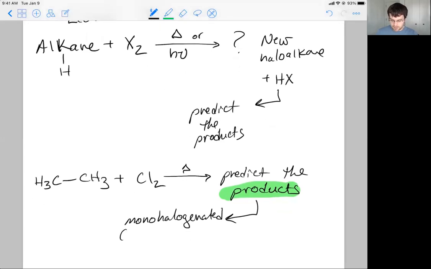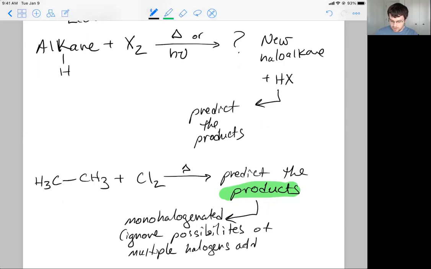All I'm saying is ignore possibilities where multiple halogens could add. So that's what that term suggests to us. Whenever I say predict the products, and I think on the exam, I'll be sure to clarify that and say predict the monohalogenated products in the process below.